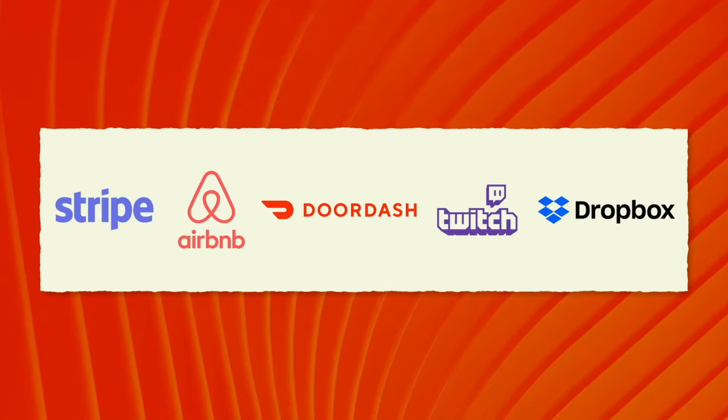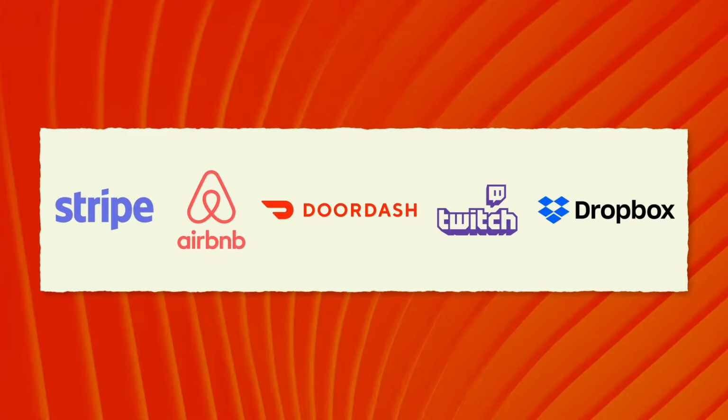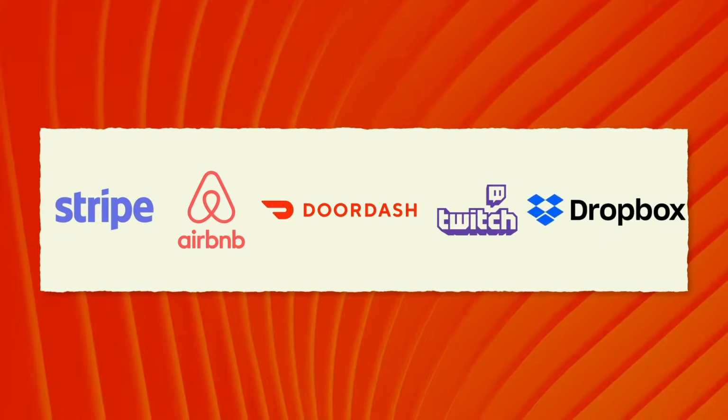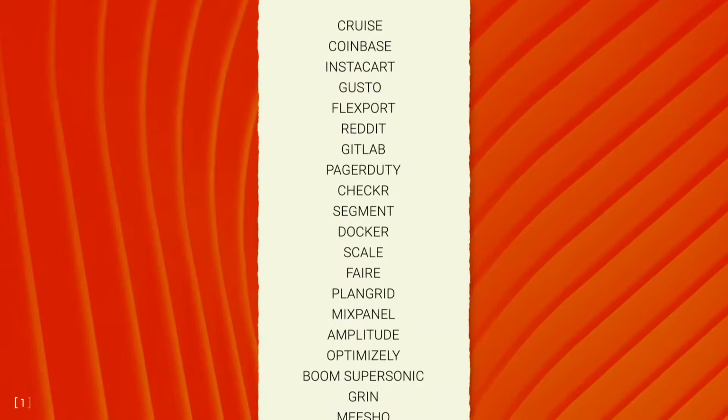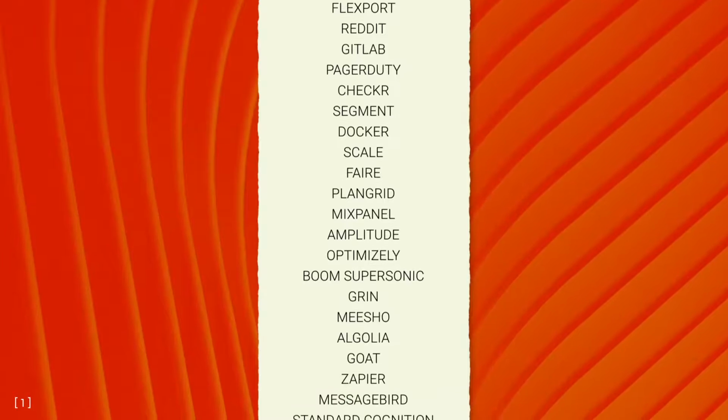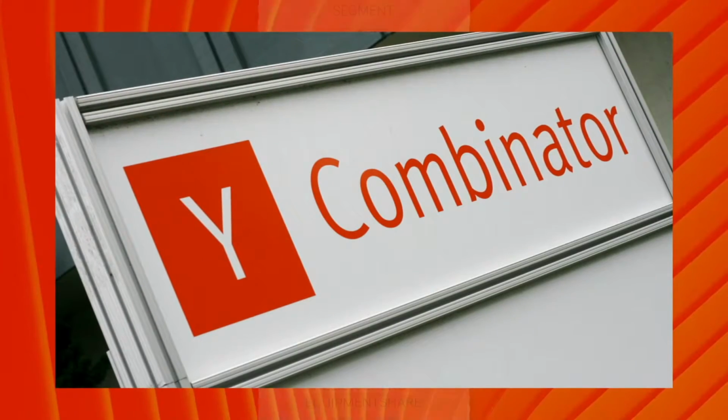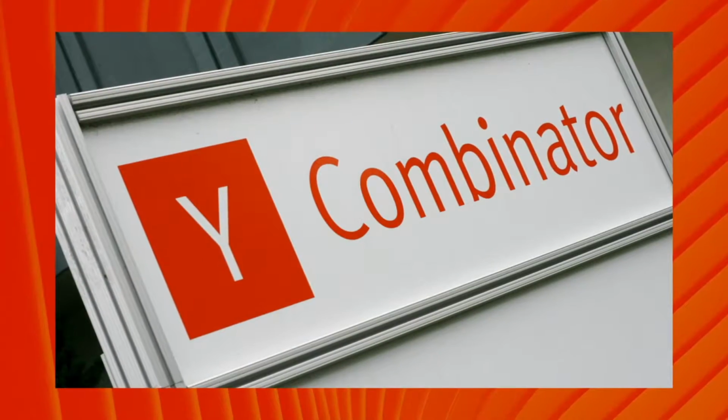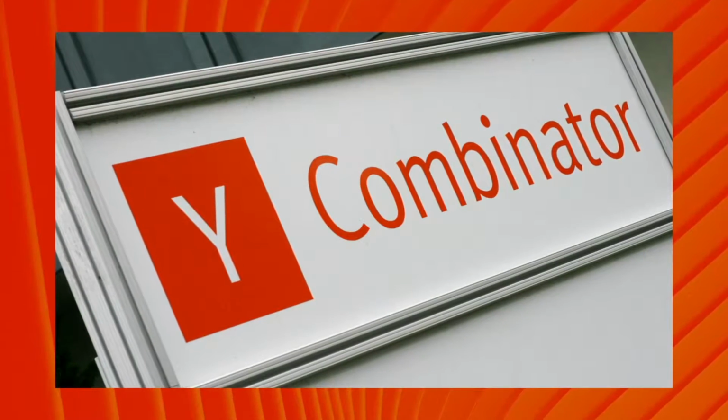What do these companies have in common? Stripe, Airbnb, DoorDash, Twitch, Dropbox, and a whole lot of brands you know and love are all alumni of Y-Combinator, the startup accelerator responsible for funding all these innovative products.